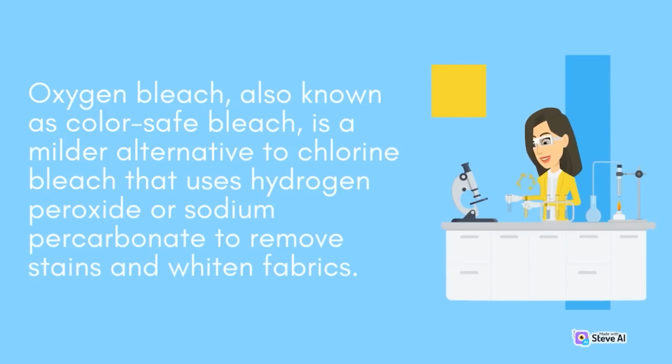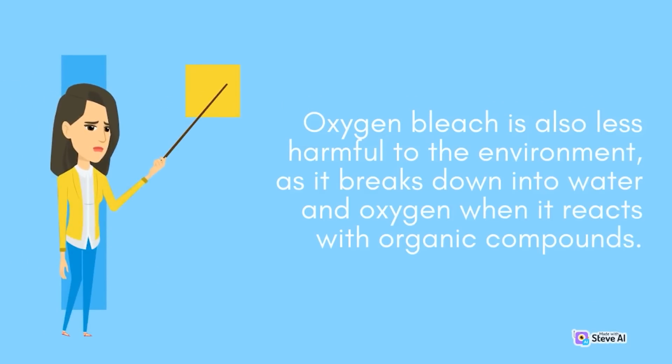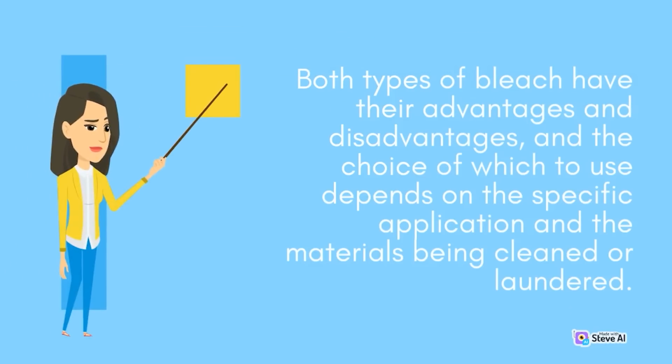Oxygen bleach, also known as color-safe bleach, is a milder alternative to chlorine bleach that uses hydrogen peroxide or sodium percarbonate to remove stains and whiten fabrics. It is less harsh than chlorine bleach and is safer to use on colored fabrics. Oxygen bleach is also less harmful to the environment, as it breaks down into water and oxygen when it reacts with organic compounds. Both types of bleach have their advantages and disadvantages, and the choice of which to use depends on the specific application and the materials being cleaned or laundered.